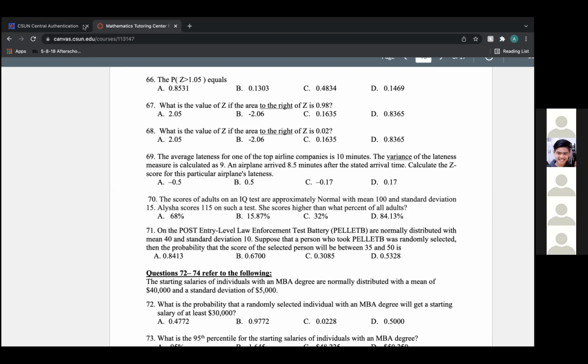70. The scores of adults on an IQ test are approximately normal with mean 100 and standard deviation 15. Alicia scores 115 on such a test. She scores higher than what percent of all adults? You can actually do this in your head. Got it. What's the answer? Is it D? Why is it D? I don't know how to explain it, but I just did some stuff in my head.